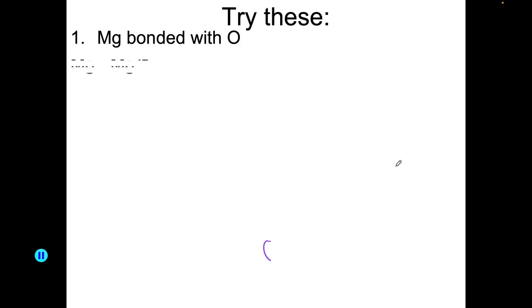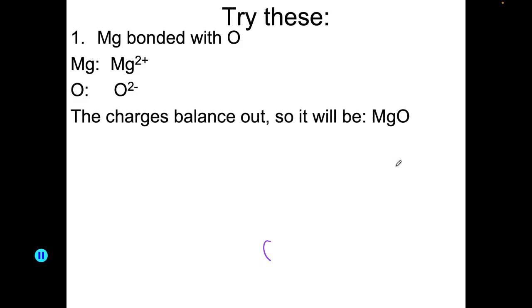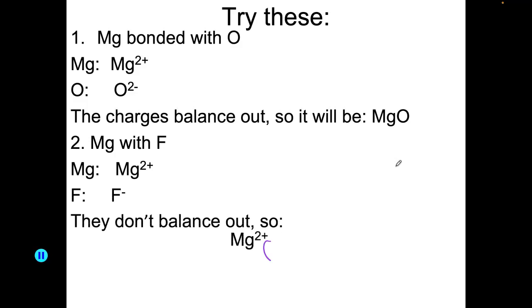So we have magnesium bonded with oxygen. So our magnesium is a 2 plus. Our oxygen is a 2 minus. Their charges balance out, so it's just MgO. Mg with F, Mg is a 2 plus, F is a 1 minus, so we're going to do the crisscross method here, crisscross, and that's how we find those.